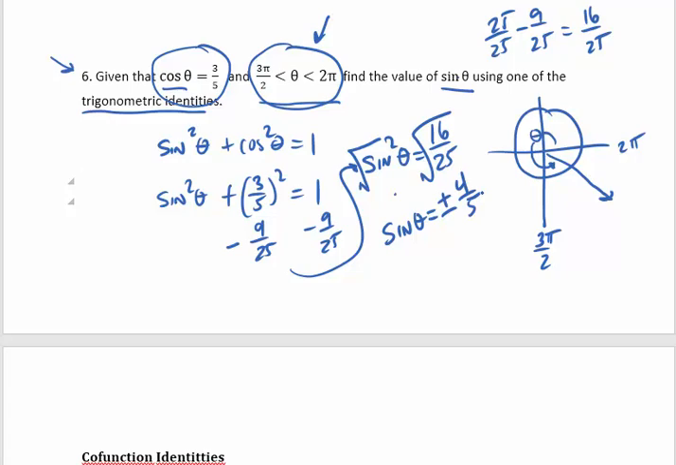Let's look at our information to figure out which one it is. Well, they told us that theta here was between 3 pi over 2 and 2 pi, meaning down here in the 4th quadrant. Remember, sine is my y values. So my y values down here, notice where y values are dropping down below the x-axis, they're going to be negative. So we know that sine of theta is going to have to be negative 4/5 based on where theta is located. Had theta been up here in the 1st quadrant, we would have chosen the positive answer. But since it was down here in the 4th quadrant, we want to pick the negative value.